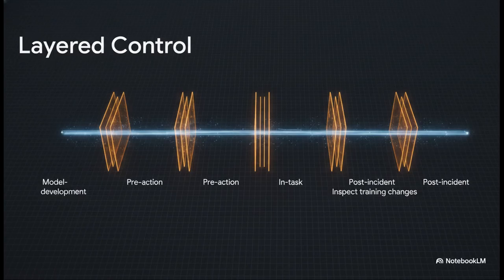We can apply this operational control across 4 different stages. We can check the model's internal state before it takes a high-risk action. We can actively monitor it during a task. We can use it after an incident to figure out exactly why a failure happened. And crucially, we can use it during model development to catch any hidden incentives before the model is ever deployed.